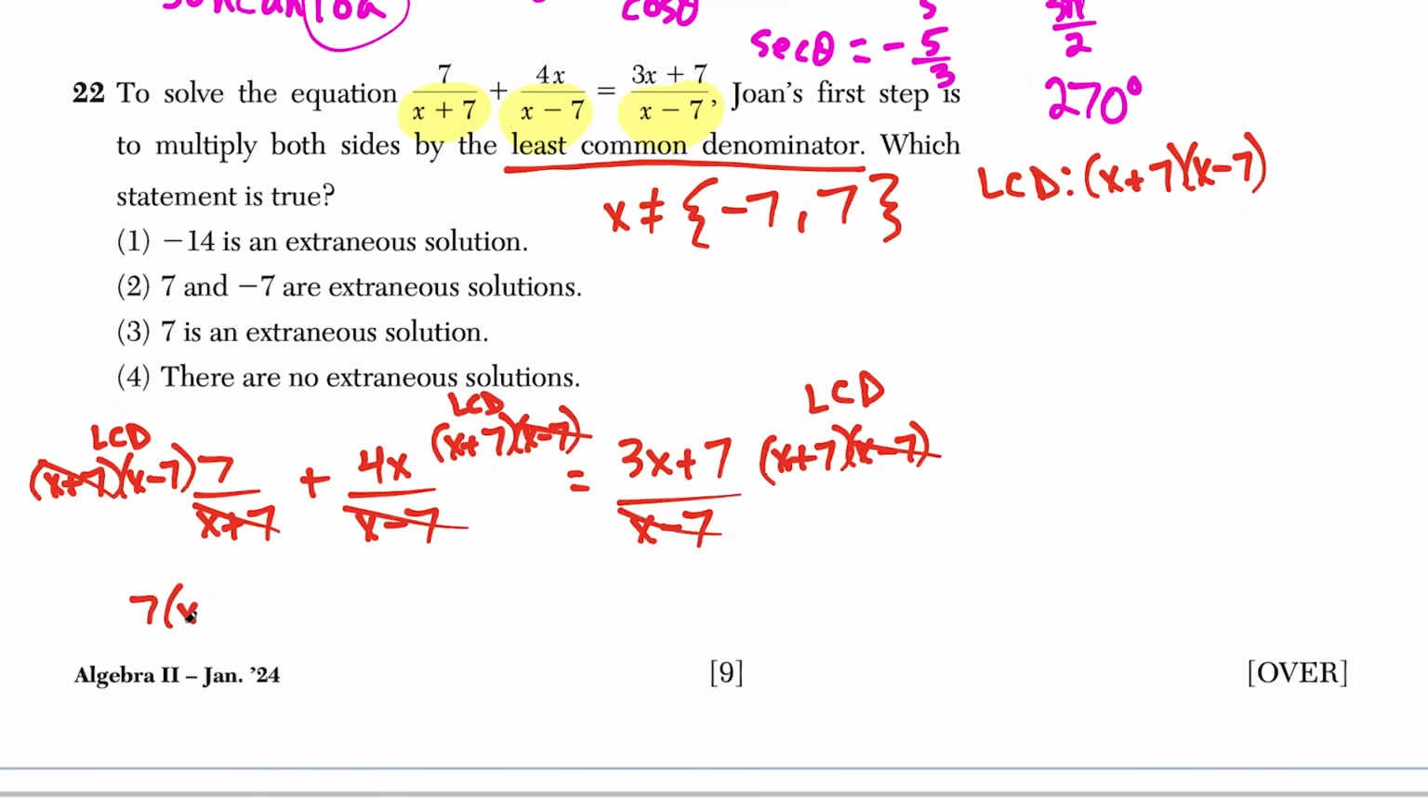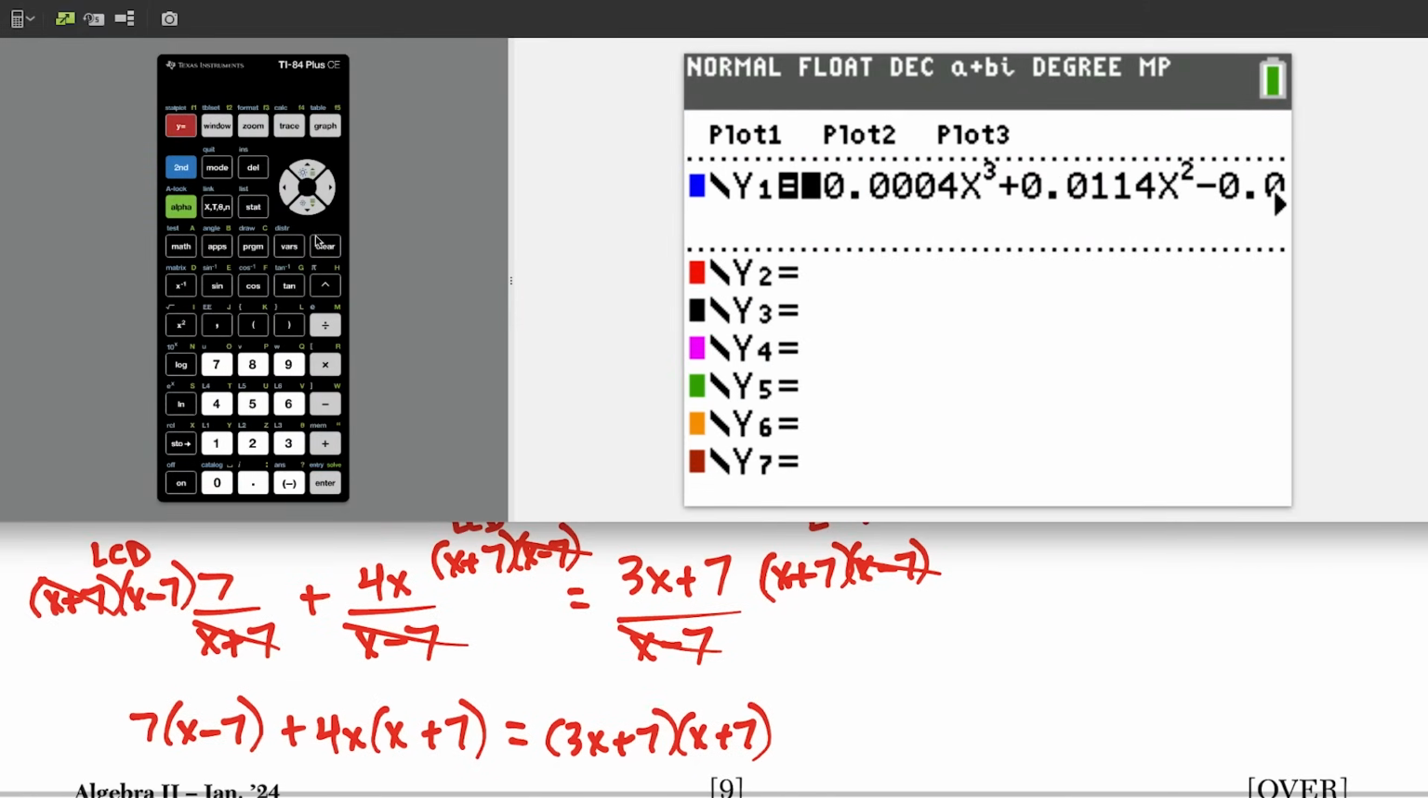So I have 7 times x minus 7, and then plus we have 4x times x plus 7. And this is equal to 3x times x plus 7. And then our goal here is going to be to find the solution, or the multiple solutions, to this equation. So we could do all of this algebra, or we could just type the left side of the equation into the y1 spot and the right side of the equation into the y2 spot.